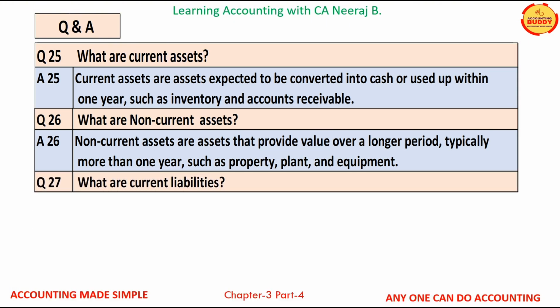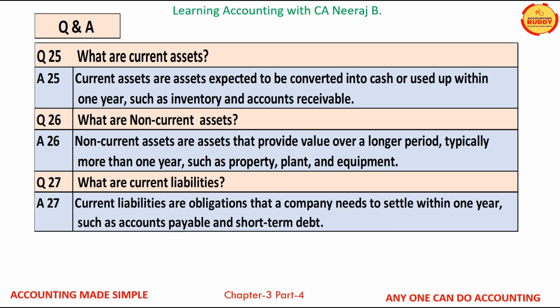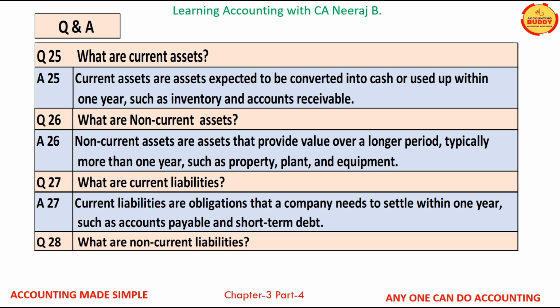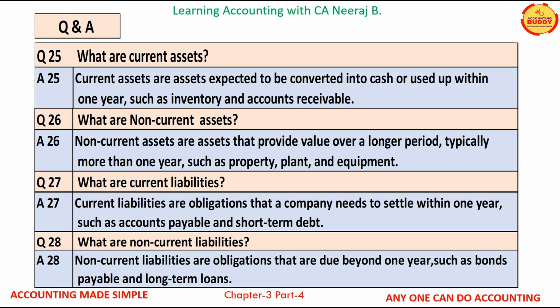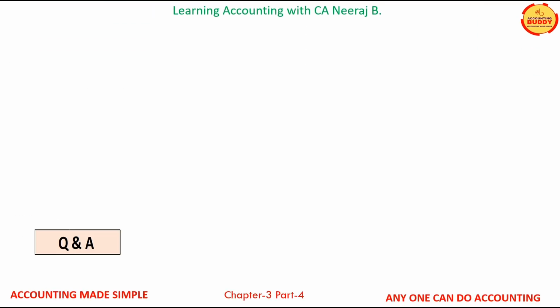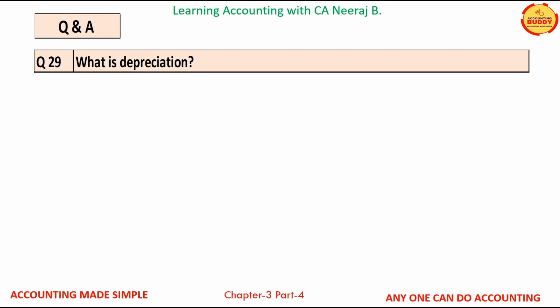Question number 27. What are current liabilities? The answer is, current liabilities are obligations that a company needs to settle within 1 year, such as accounts payables and short-term debts. Question number 28. What are non-current liabilities? The answer is, non-current liabilities are obligations that are due beyond 1 year, such as bonds payable or long-term loans. Question number 29 on your screens is, what is depreciation?